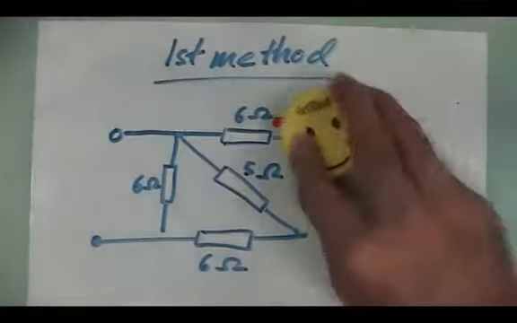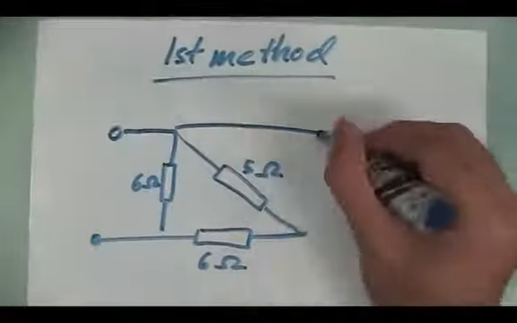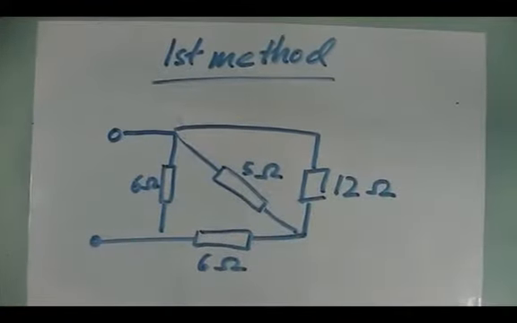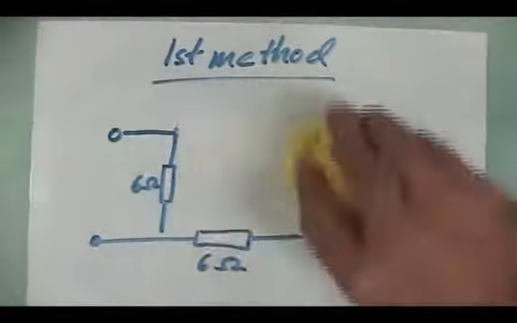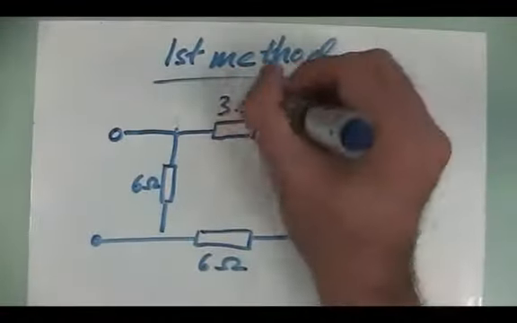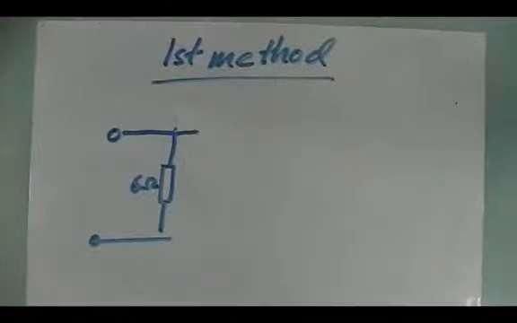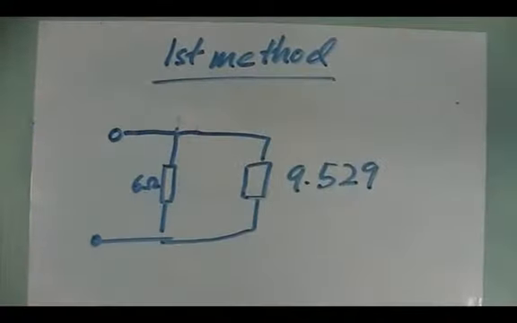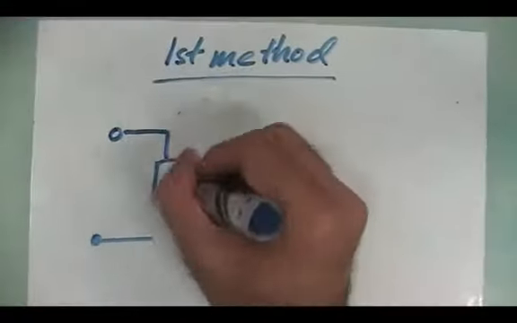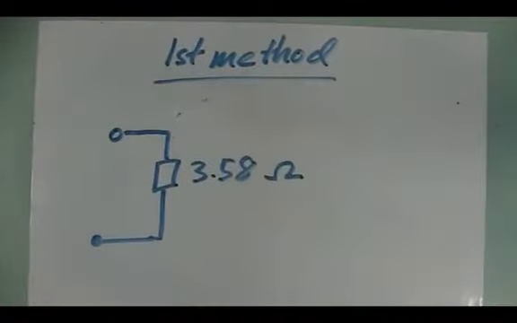These two resistors are in series, and therefore I can add their resistances. Then these two resistors are in parallel, hence we find effective resistance by summing the reciprocals of their resistances. Now these two resistors are in series, so we can sum up their resistances. And finally, these two resistors are in parallel, so we sum up their reciprocals.